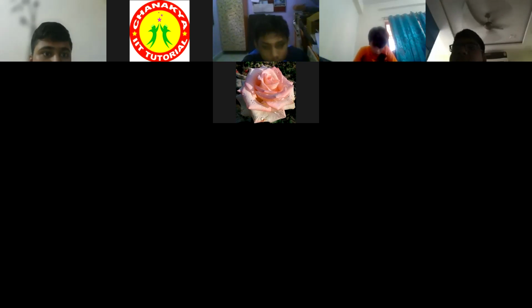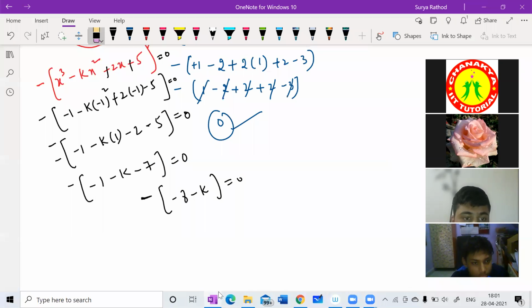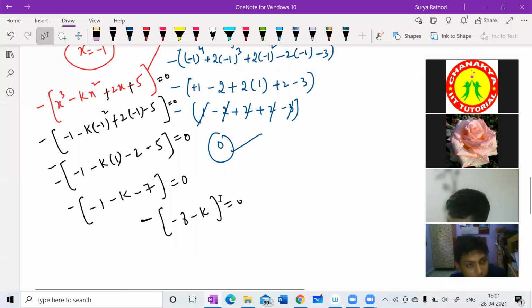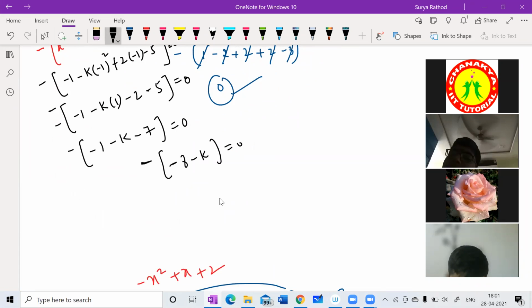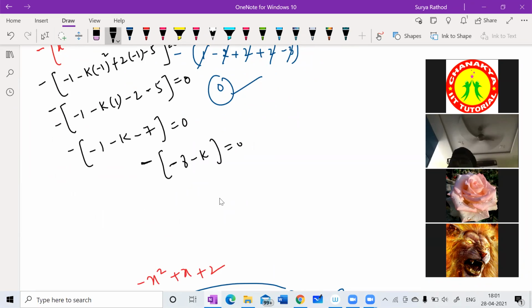Sir, I did not understand question number 10. Not an issue. Look at this here. Some of you are saying that, sir, we have to multiply with minus. No, you can multiply with minus. Minus is plus, no, sir. Yes, sir. Can't we do it normally without taking the minus sign as common? You can do. You can do.